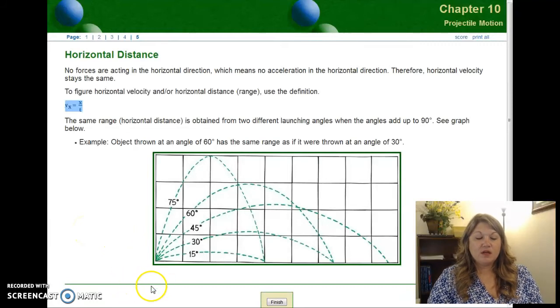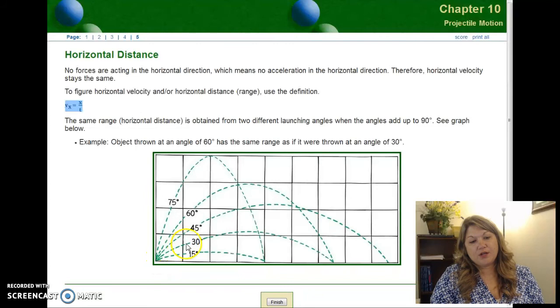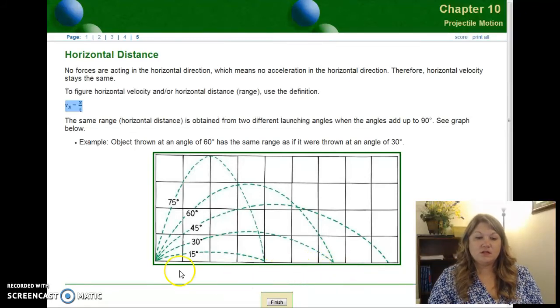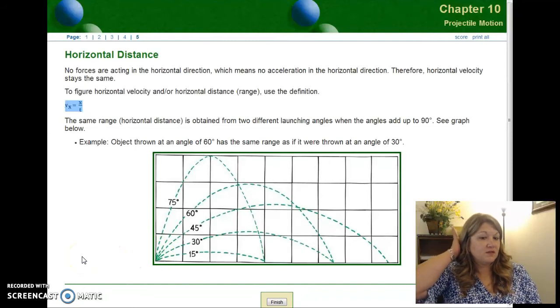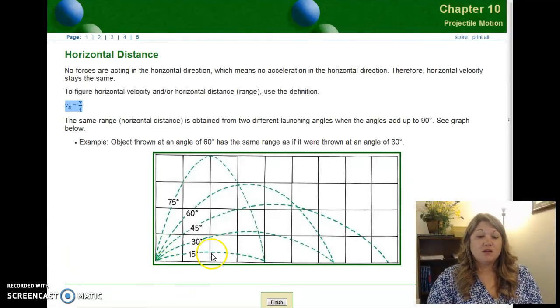For example, if we throw a ball upward with a 30-degree angle, it's going to land right here. Well, if we would have thrown that ball with a 60-degree angle, look at that, boom, it's going to land in the same place. 30 plus 60 gives you 90. So the same thing could be said for 15 and 75, 30, 60. Anything that adds up to 90 is going to give you the same position. Now, vertical height, as you can see by these graphs here, is going to be completely different, but your range will be the same. That's pretty cool.